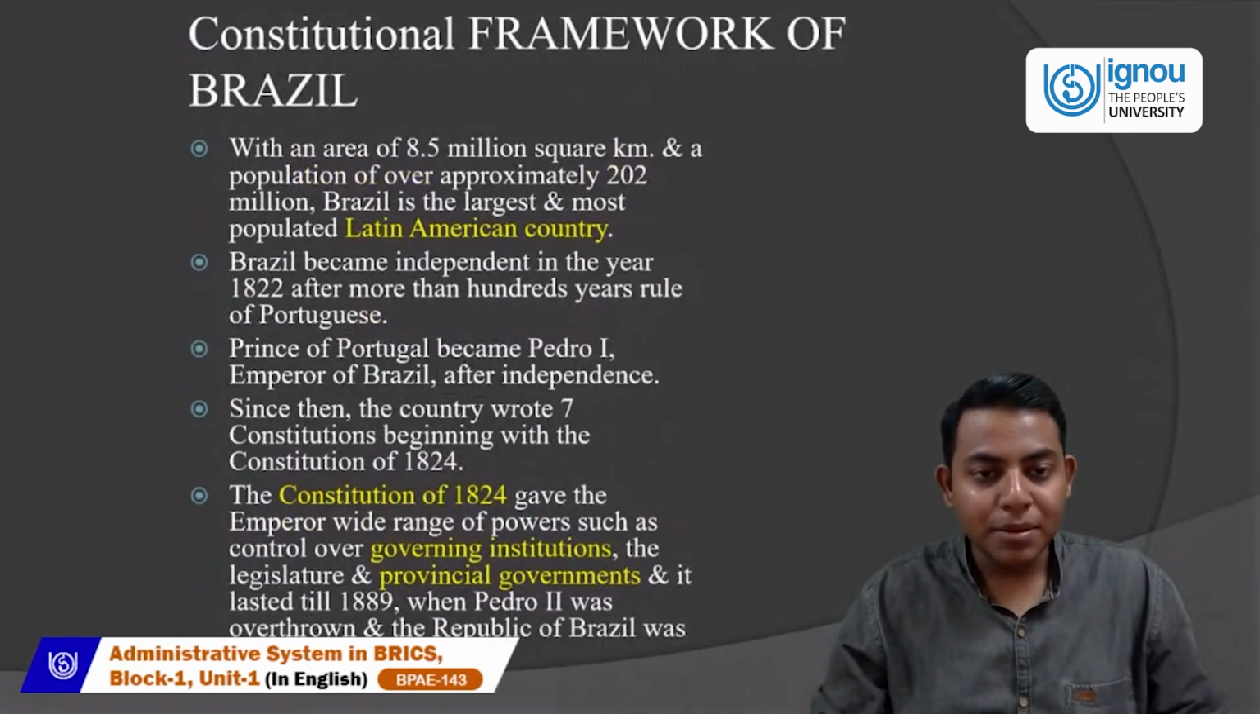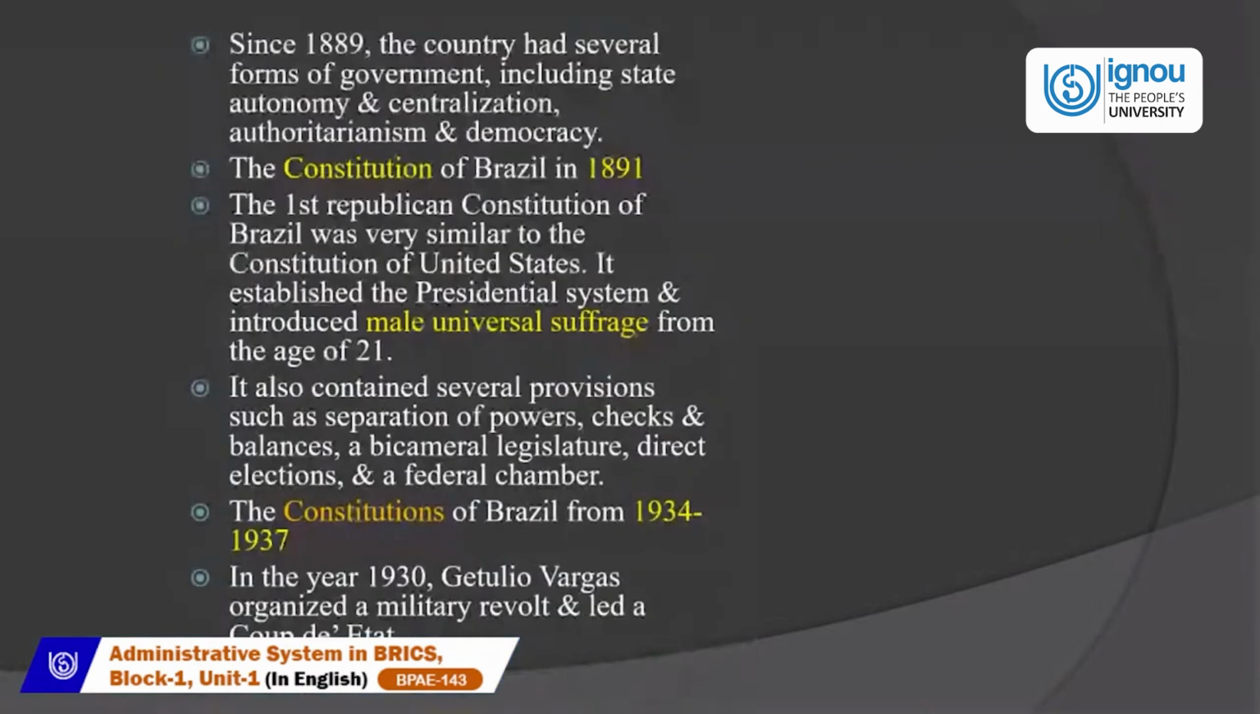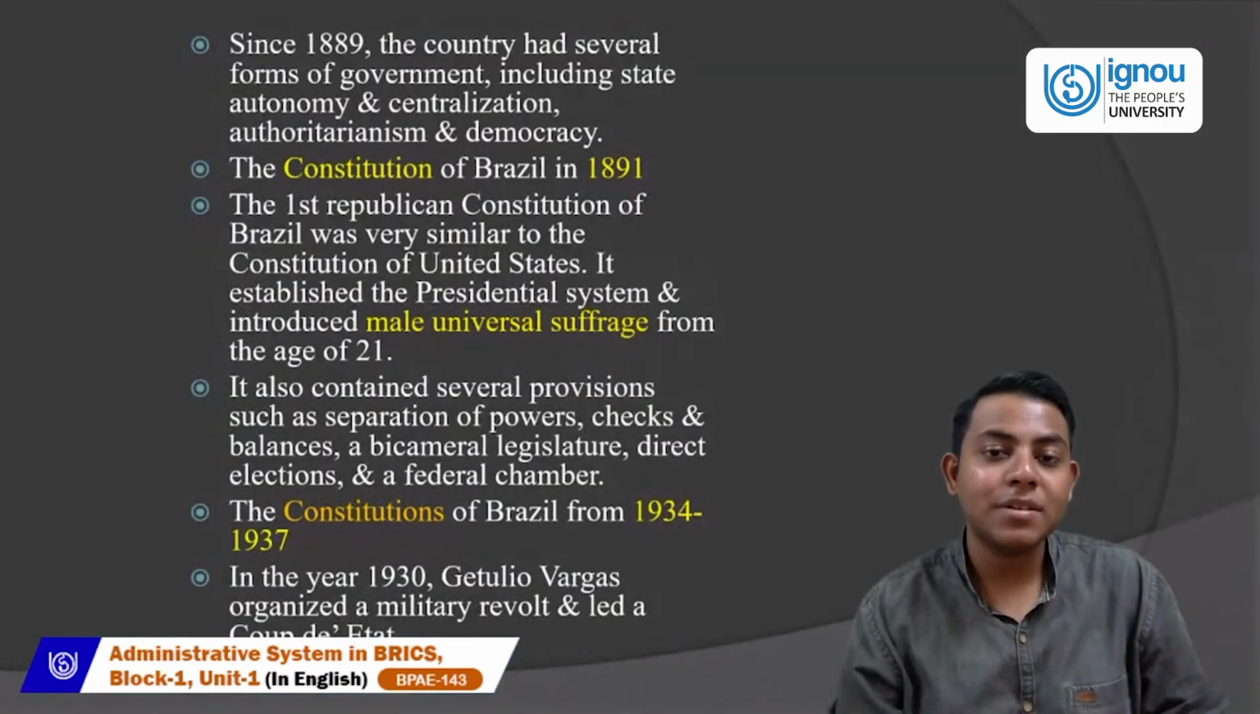So Brazil got completely rid of the yoke of Portuguese colonial rule, you can say, in 1889. Although it had become independent in 1822, it remained somewhat like a dominion till 1889. However, in 1889, the Republic of Brazil was formed and completely separated itself from Portugal. So since 1889, Brazil has had several forms of government, including state autonomy and centralization, authoritarianism and democracy. So let us now discuss the Constitution of Brazil, which was formed in 1891.